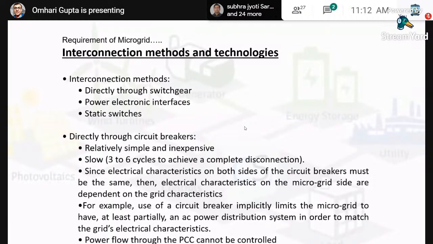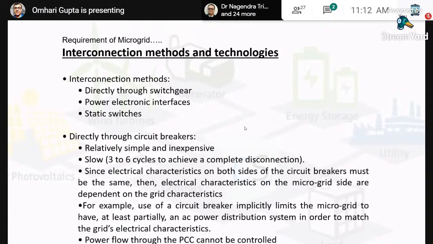And since electrical characteristics on both sides of the circuit breaker must be the same, the electrical characteristics on the microgrid side are dependent on the grid characteristics. So whatever the voltage magnitude provided by the grid, that voltage is to be followed by the distributed generation, and the frequency as well.